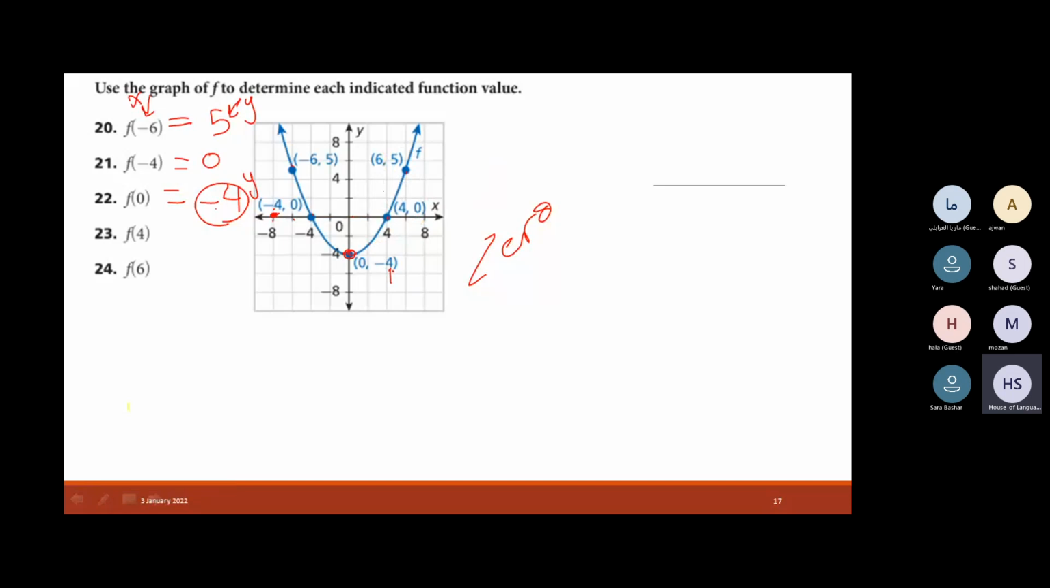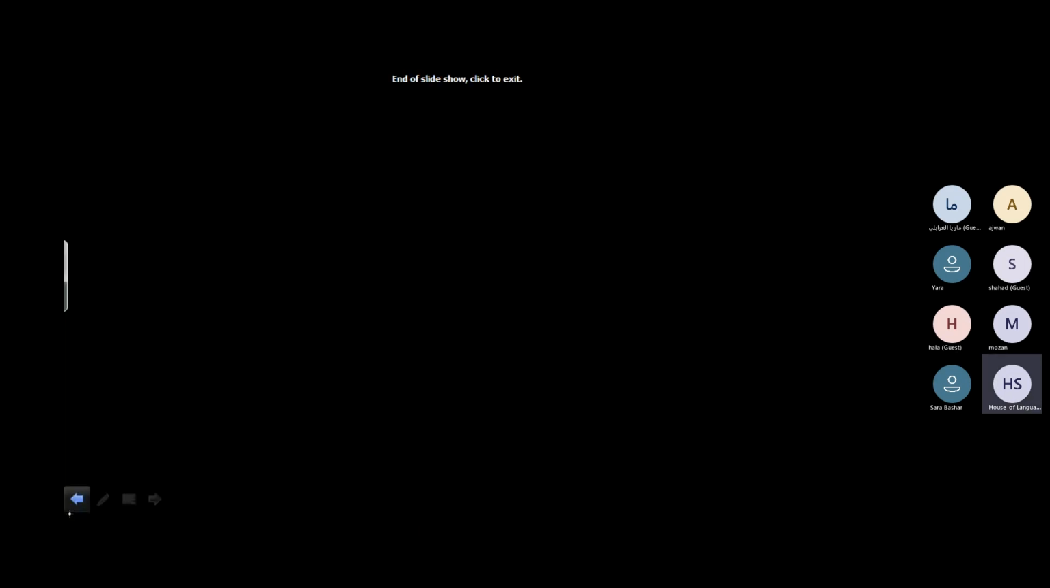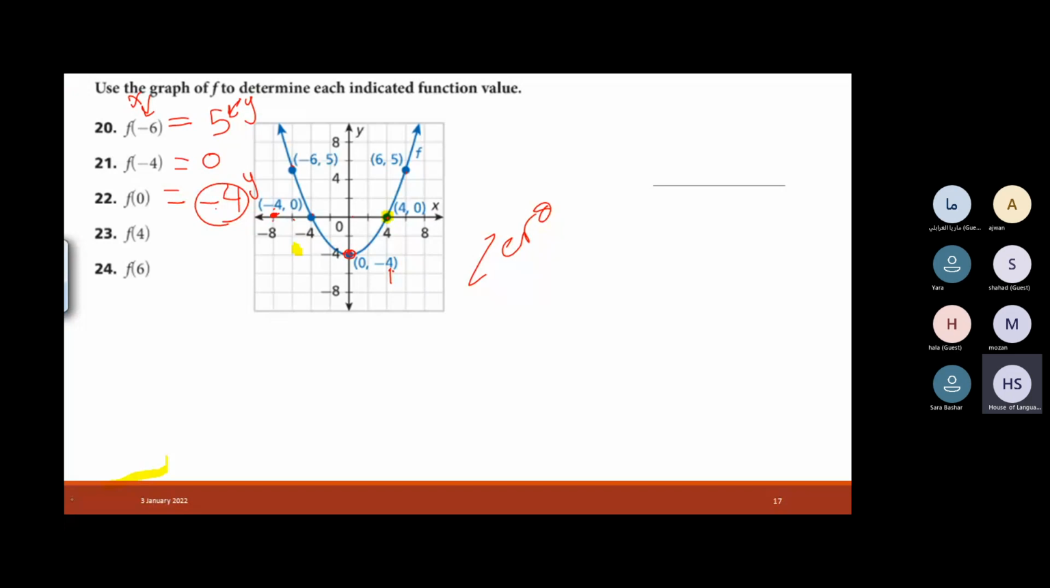Here is the 4. Where does the blue line intersect it, here or here? Where does it intersect? At this point, is there a y value? The y is 0. So that means it is on the x-axis, so y is 0. If the point is on the x-axis, that means y is 0. So it will be 0.